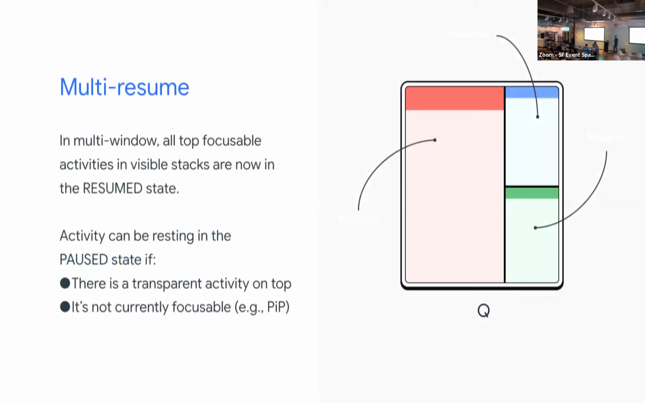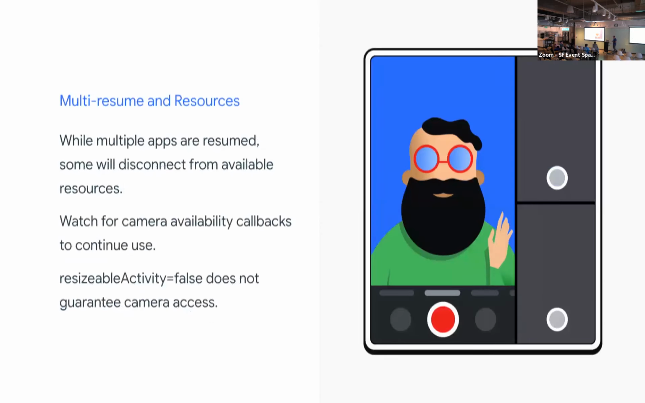So with Android Q, every visible activity will be in the resumed state, unless there is another transparent activity on top of them, or there's a picture-in-picture mode app running on top of it. And for that, one thing is there's no visual indication which one is active. But still, there are some resources which one app might reserve and the other apps might not be able to use, such as the camera.